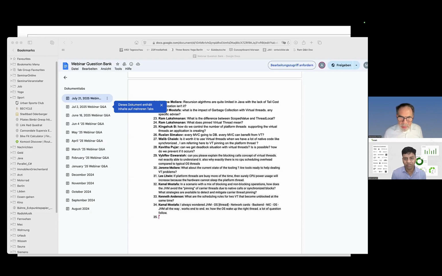Question 29. Eshwaraja Vibhav: Can you please explain the blocking calls concept of virtual threads? Not exactly able to understand it. Also, why exactly is there no CPU scheduling overhead compared to typical operating system threads? Okay, this is two questions. I'll try. So, the blocking call concept of virtual threads.